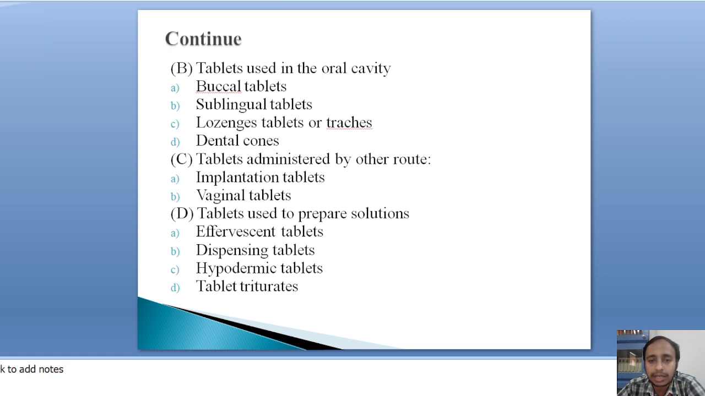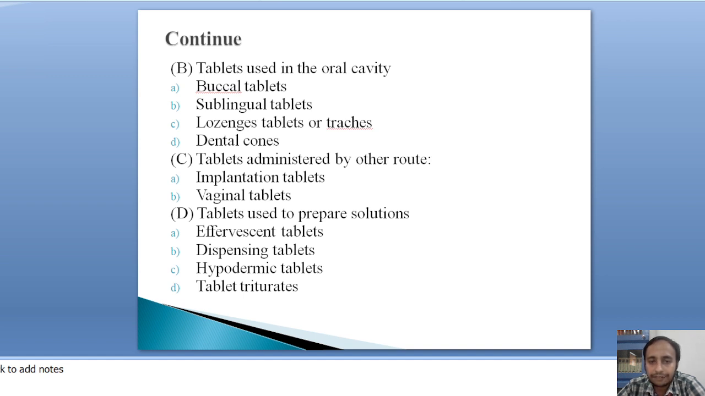Next are vaginal tablets. Vaginal tablets are used in the vagina for microbial and bacterial infections. So we can use tablets for vaginal infections. Next are tablets used to prepare solutions. You might have seen effervescent tablets, like Disprin. One example is the effervescent tablet, Disprin.